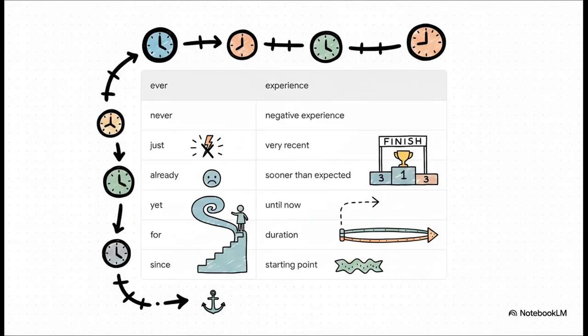Just to tie those 3 scenarios together, you really want to look out for these common time expressions. These words are your biggest clues. If you hear them, there's a huge chance you're going to need the present perfect. Ever for experience, never for negative experience, just for very recent actions, already for things happening sooner than you expected, yet for things extending until now, for duration, and since for a starting point. Definitely keep these handy in your mind.